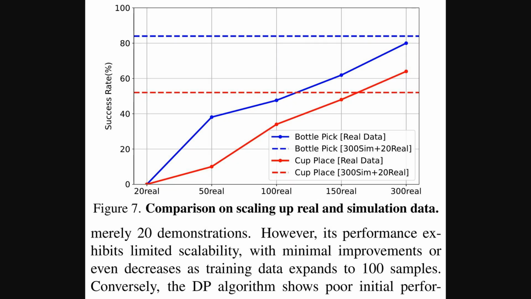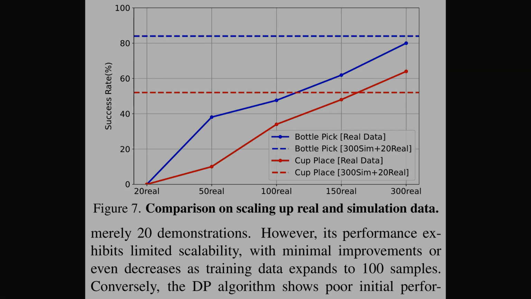Alright, so we've seen the hardware used to collect those real-world demonstrations. This next chart really highlights the huge benefit of adding RoboTwin's simulated data into the mix. It compares success rates for 2 tasks, bottle pick and cup place. The solid lines show the performance when you train a policy, which is the robot's decision-making strategy, using only real-world data. As you add more examples, the success rate slowly climbs. But the dashed lines show the performance with 300 simulated demonstrations plus just 20 real ones. That combination provides a massive head start, achieving a success rate that would otherwise require hundreds of real demonstrations.